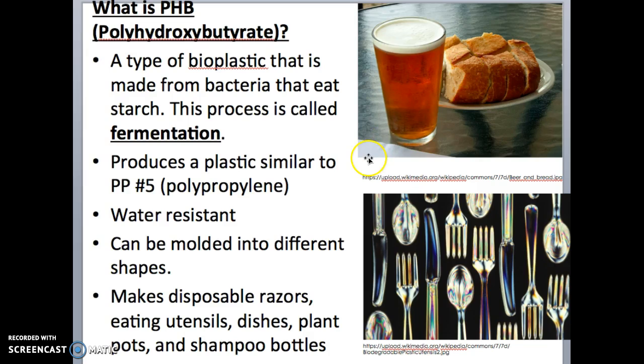PHB produces a plastic similar to polypropylene, or plastic number 5. It's highly water resistant and can be molded into different shapes. Some items that PHB makes are disposable razors, eating utensils, dishes, plant pots, and shampoo bottles. And here's a photo of decomposable plastic utensils.